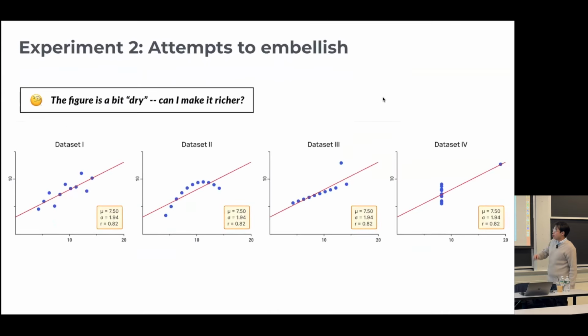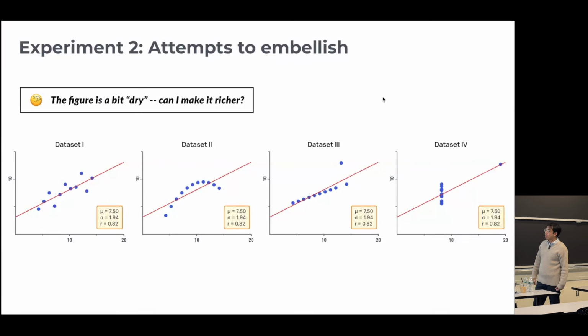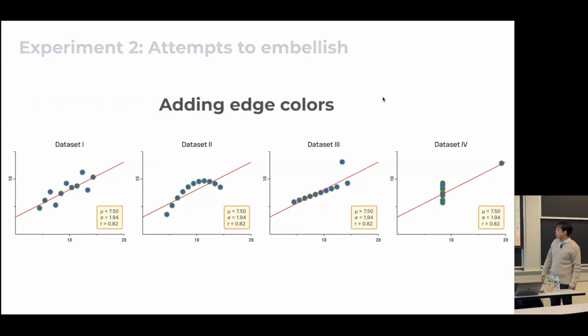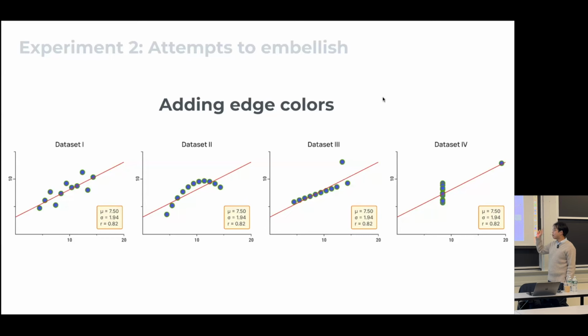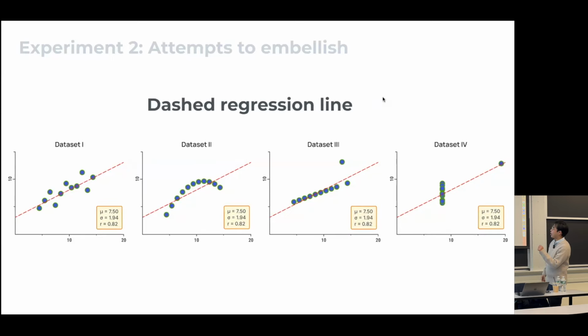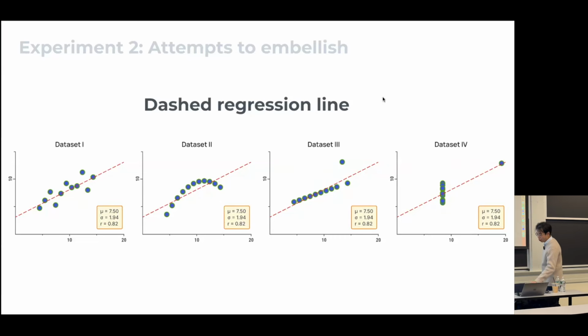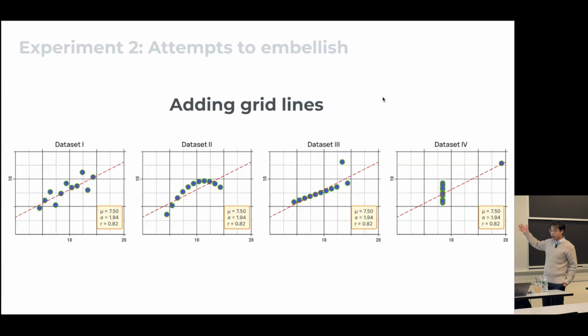Okay. Let's try another one, which is attempts to embellish. So here, maybe I want to do something in the opposite direction, which is, oh, this plot is pretty dry, right? There's nothing in it, right? Can I add something there? You know, enrich the plot? And then one way to do it is, okay, yeah, we can add edge colors to the dots, right? Marvelous. And we can try, I don't know, maybe a dashed regression line. Looks cool. And then you know what? We can also add some grid lines, right? It feels professional, right?